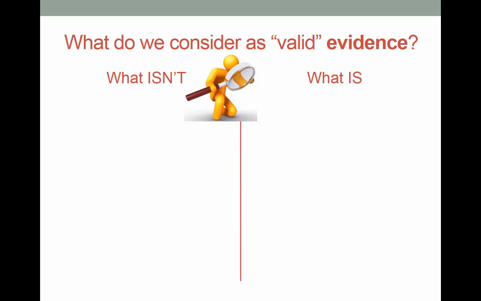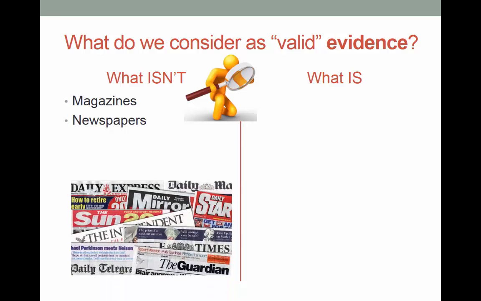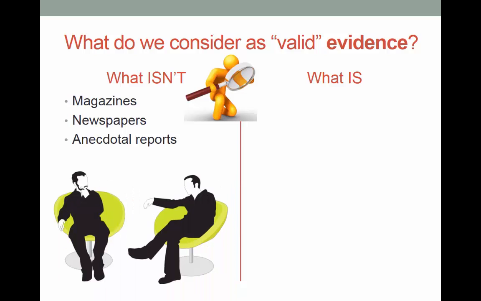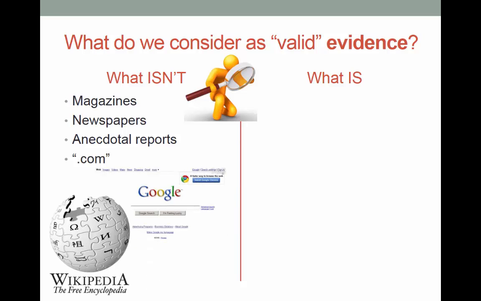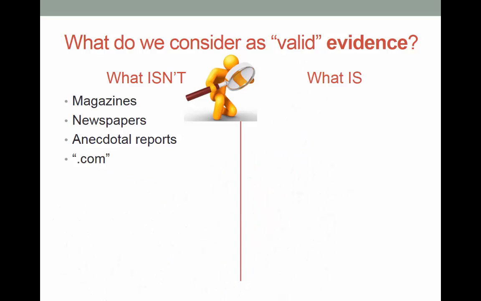So we also have to discuss what we would consider as valid evidence. First, we'll start with what isn't. These would include magazines, newspapers, anecdotal reports, and anything that comes from a .com. A lot of you like Wikipedia. It is a peer-reviewed source. However, anyone can go in and edit the information, so you can't be 100% certain that what you have found is actually true. Another example is e-medicine, where you can Google symptoms.